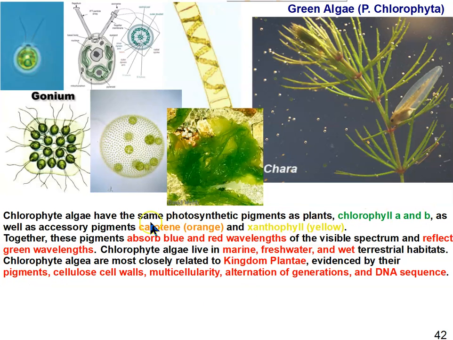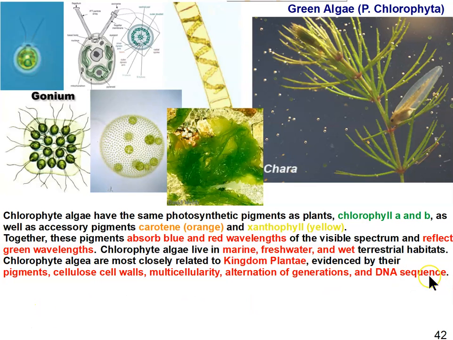They have the same pigments: chlorophyll A, chlorophyll B, carotene, xanthophyll, cellulose cell wall, multicellularity, some of them, alternation of generations, which is something that we're going to be looking at two slides from now when we look at the life cycle of Ulva, and DNA sequence, and especially DNA sequence. So the most modern and impressive evidence that green algae are most closely related to plants is by looking at the nucleotide sequence of their DNA and comparing the nucleotide sequences.